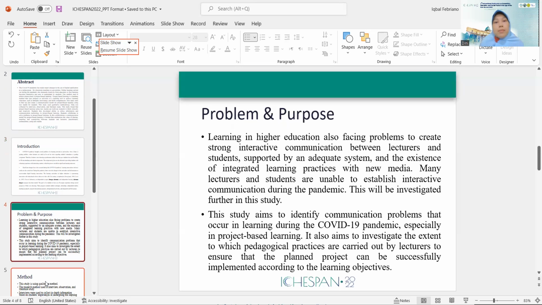Problems and the purpose. Learning in higher education is also facing problems in creating strong interactive communication between lecturers and students, supported by an adequate system and the existence of integrated learning practice with new media. Many lecturers and students are unable to establish interactive communication during the pandemic. This will be investigated further in this study.